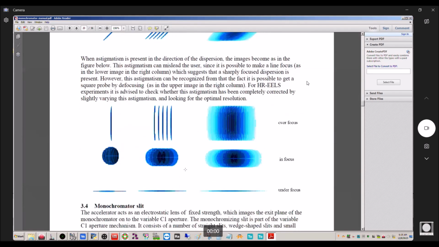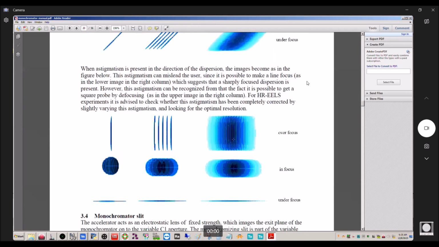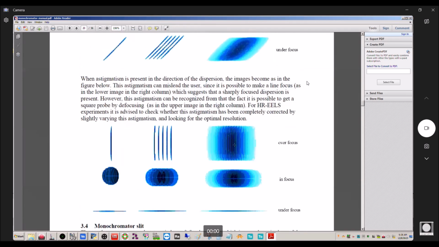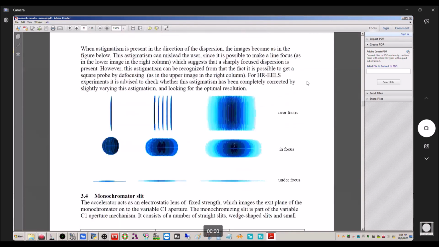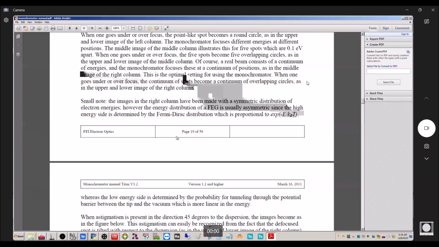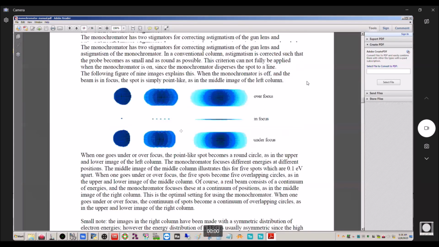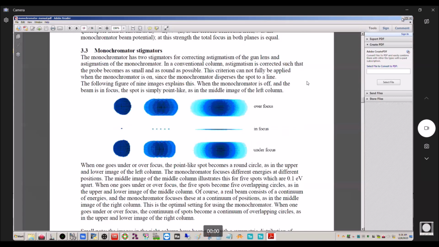This is what happens when you have the astigmatism in the direction of the dispersion, so from left to right. But again, you see the same thing. Instead of a straight line in focus, you have this blurred out into bigger circles. And if you're over and under focus, you go from a focused line to a box. So it's a little more abstract to describe correcting astigmatism for the monochromator.